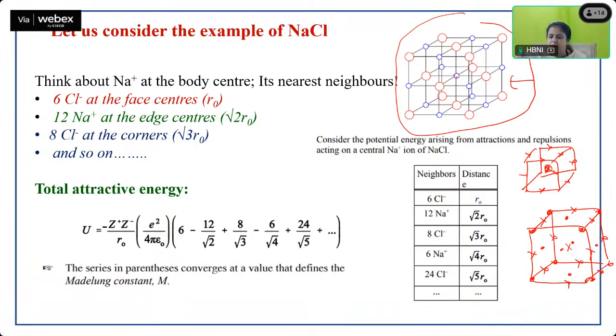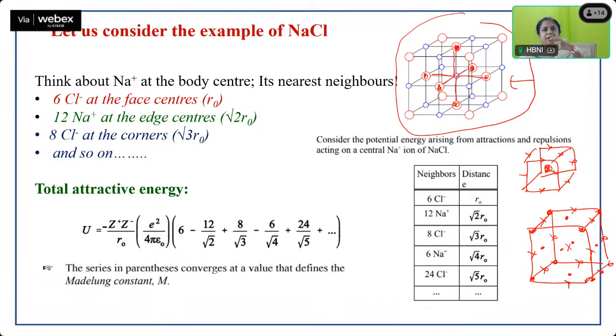Where are those 6? They have tried to join to make it more clear. This is the first chloride, this is the second chloride, this is third, this is fourth, this is fifth, and this is sixth. Can you see 6 chloride around this sodium? That is why they tried to join 1, 2, 3, 4, 5, and 6. So it has 6 chloride, and how far away are they?